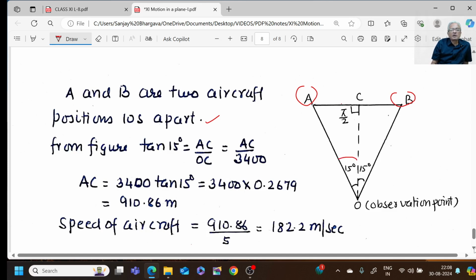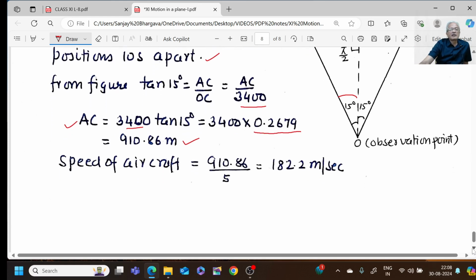So AC upon, and the distance is 3400 meter. So I can calculate AC, it would be 3400 tan 15. The value of tan 15 is 0.2679. So I get AC as 910.86 meter. Now, speed of the aircraft is 910.86, that is the distance AC upon the time, that is 5. So 182.2 meter per second.